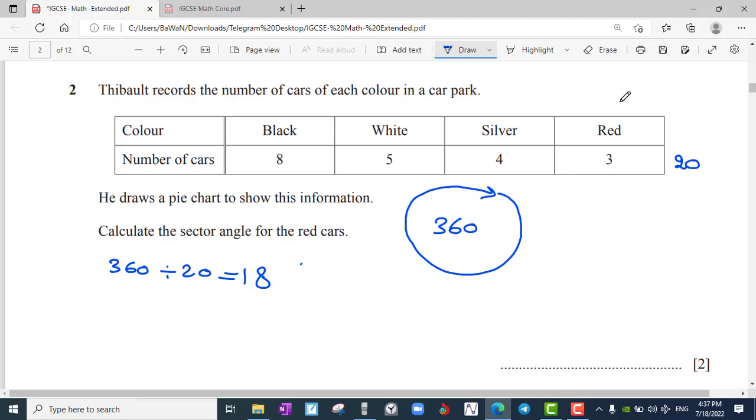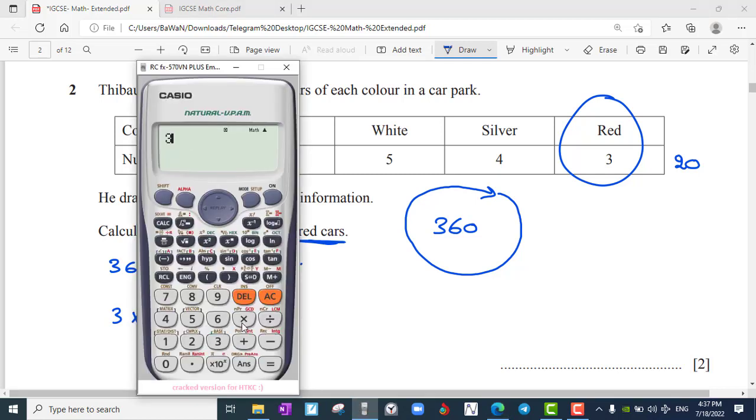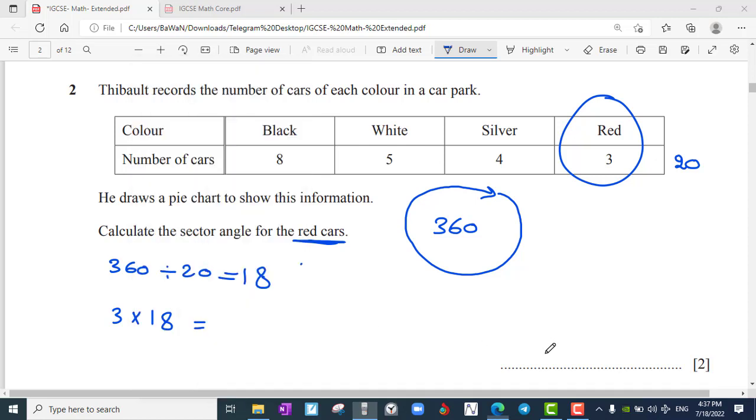What about 3 cars of red? Because we want to find the sector angle for red. So to find the sector angle of red, we're going to say 3 times 18. 3 times 18 is 54. So the answer is 54.